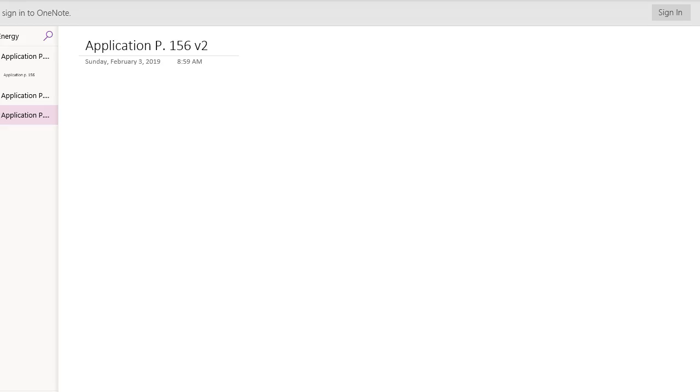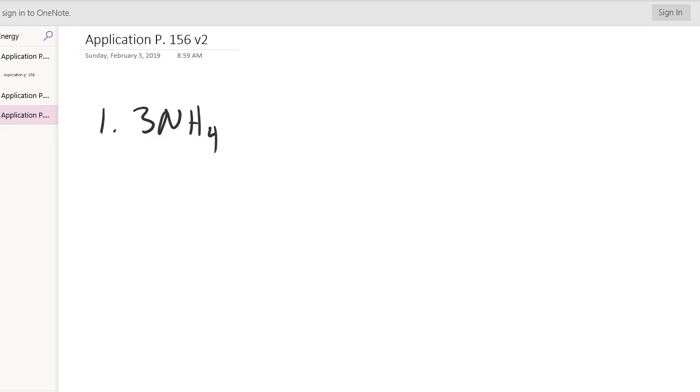Alright guys, we are working on application page 156, and this is where they're asking us to write how many molecules or formula units are in each substance. So the first question is 3NH4. Since you have all memorized the names, you'll remember that this one is nitrogen and this one is hydrogen. Whenever you see the number out front, that means there are 3 molecules of the entire thing.